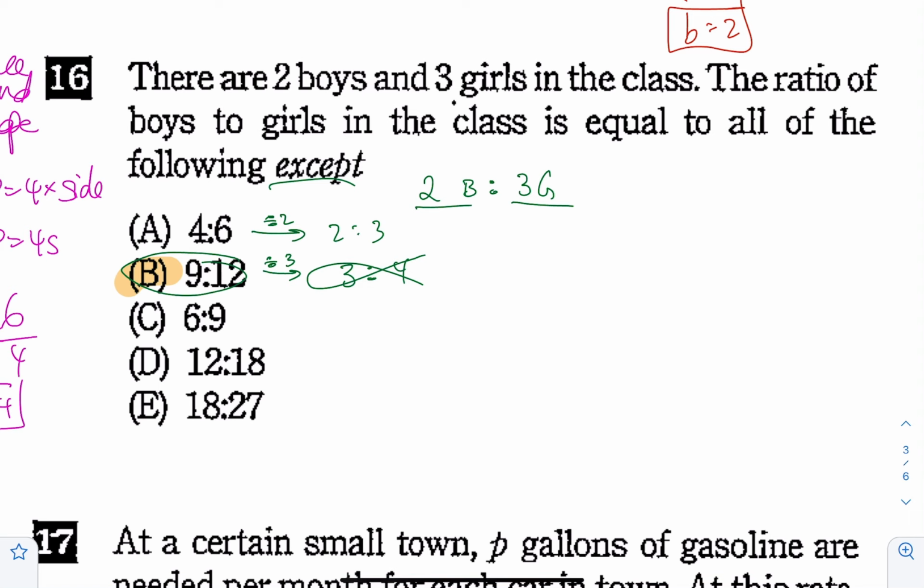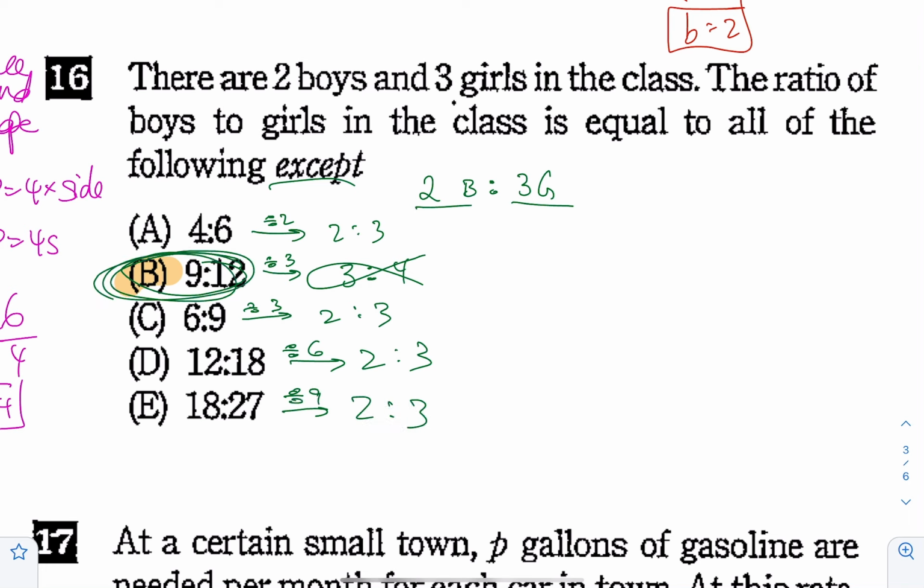C, 6 to 9, if you divide by 3, you get 2 to 3. 12 to 18, if you divide by 6, you get 2 to 3. And here, if you divide by 9 for choice E, 18 to 27 turns into 2 to 3 as well. Only choice B gives you a ratio that is different from the original.